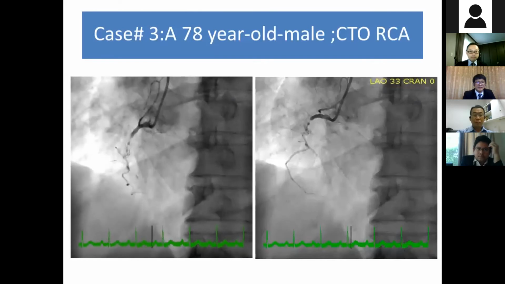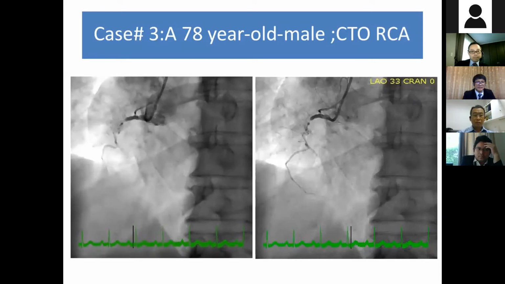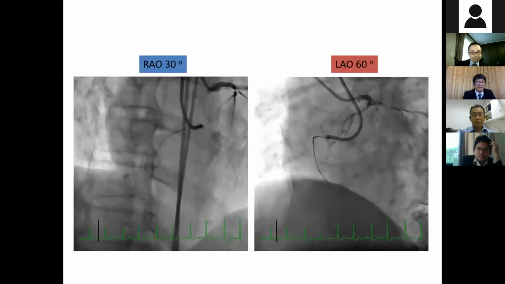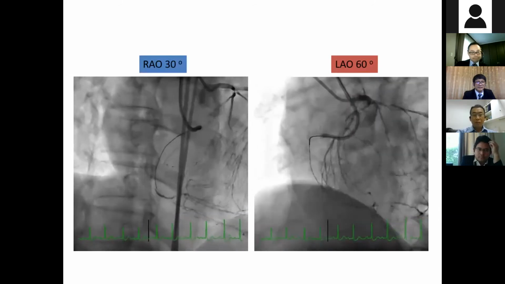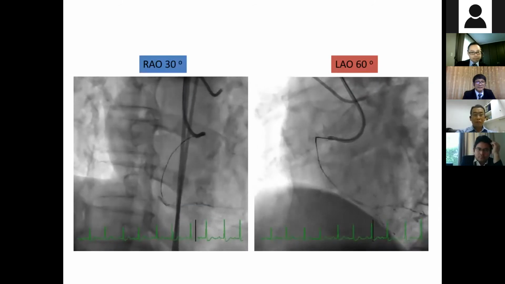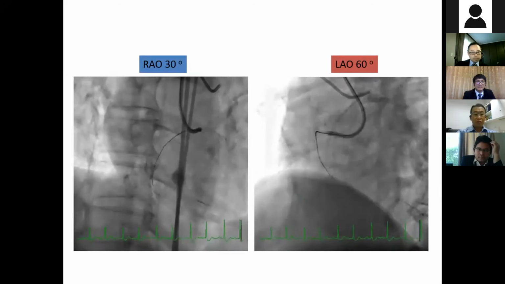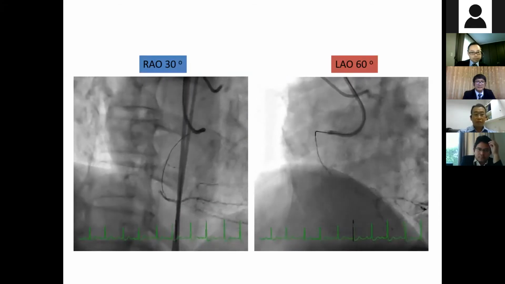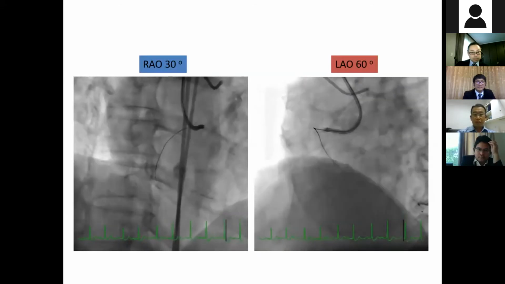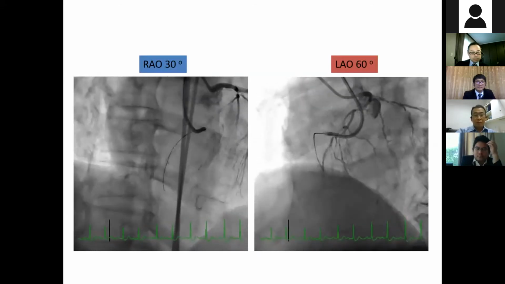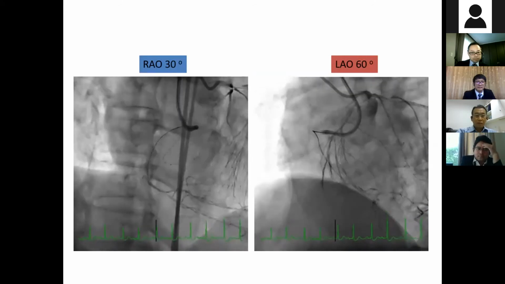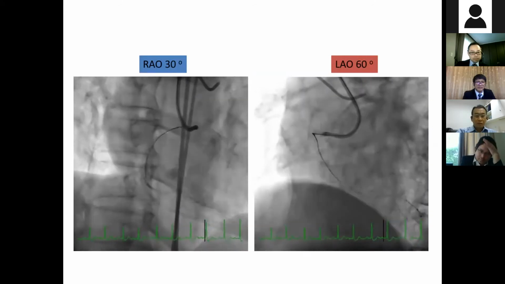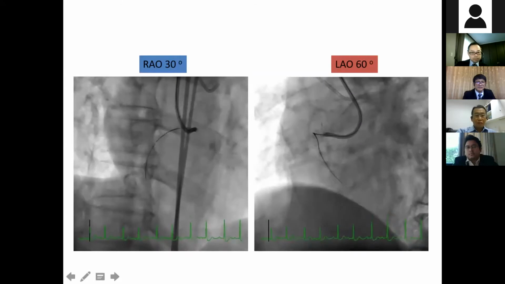Case number 3 is a 78-year-old male with CTO of the RCA like this. When I successfully crossed the proximal lesion, the guide wire tip attached to the CTO entry point, but it went to the subintimal space. So I started to use orthogonal projection. This is RAO 30 and LAO 60.